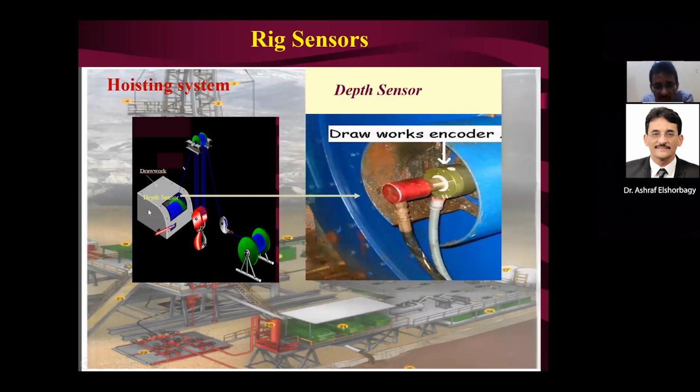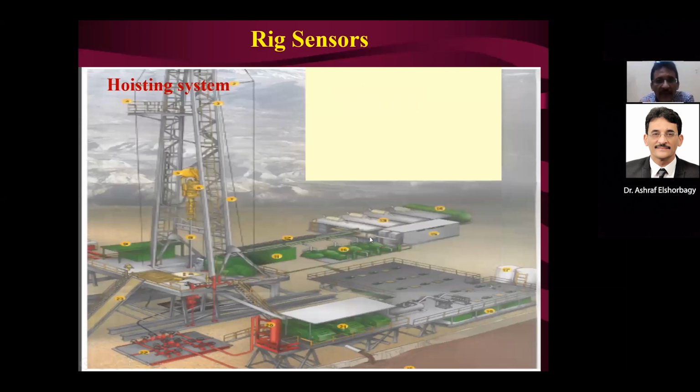When the drum is moving clockwise or anti-clockwise, it counts how many counts, and in the software we change the count to feet or meters, and so we can get the depth, which is very important. And so I can monitor the depths or the bit depth using the depth sensor. That's for the hoisting system.